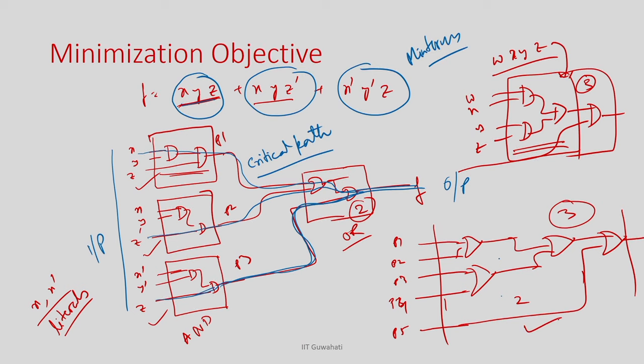So what we understood is that we have to minimize the number of literals, and we have to minimize the number of product terms, but the most important factor is reducing the number of product terms or min terms, because it has more impact on both area and delay, whereas literals also have an impact on area and less impact on delay as compared to the product terms.